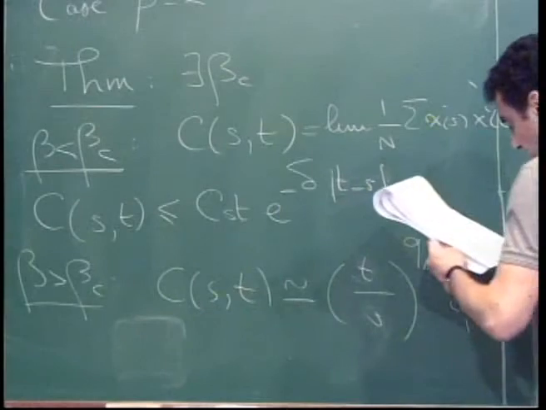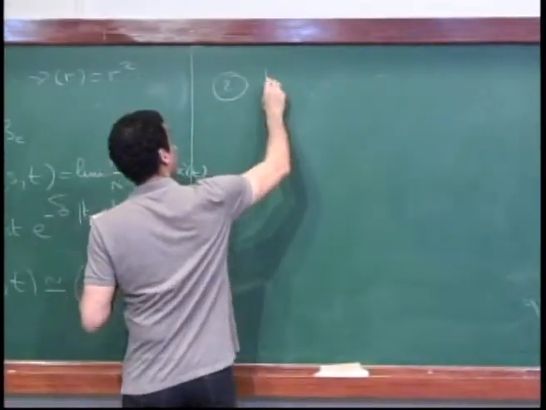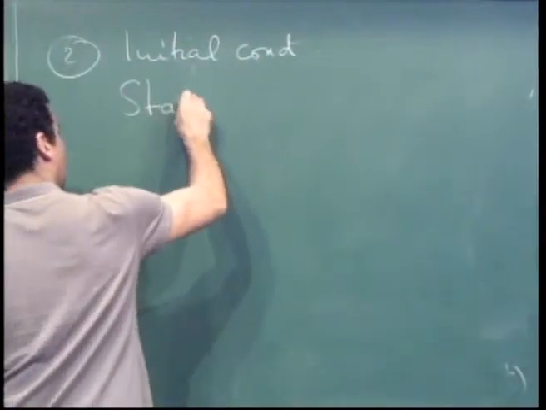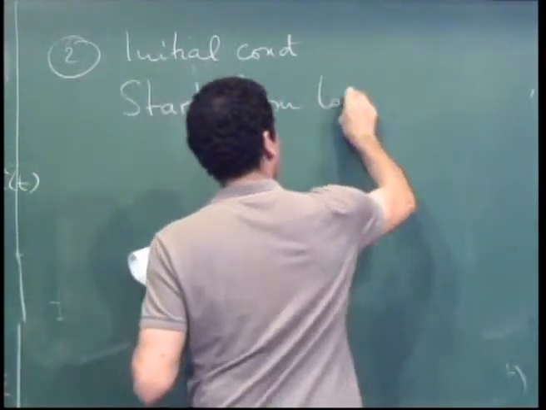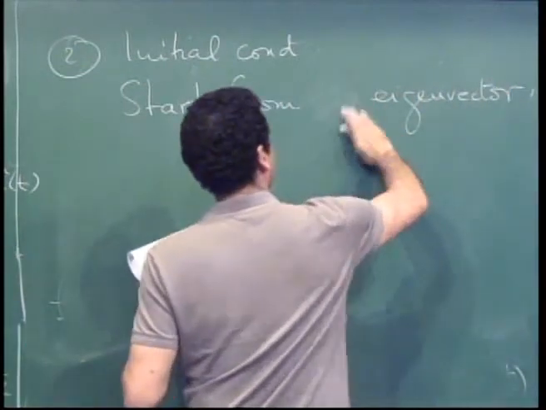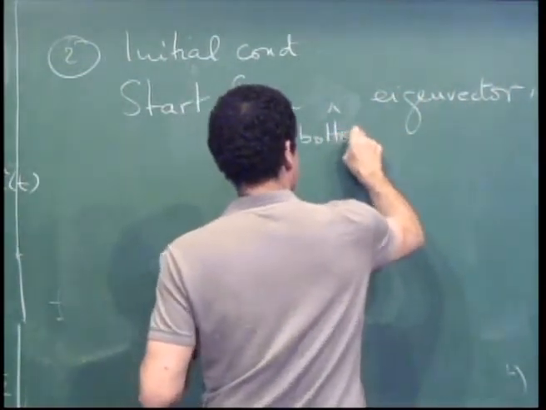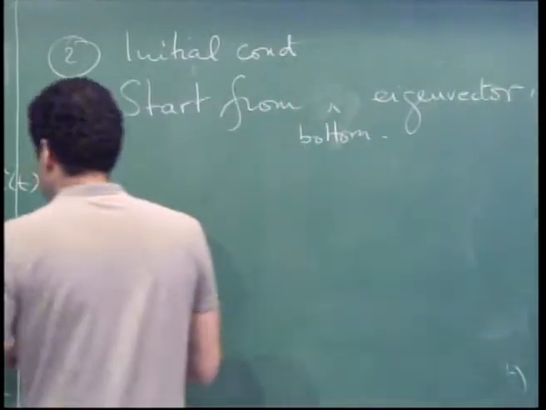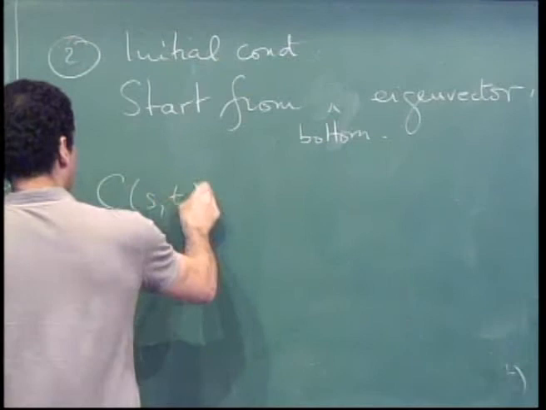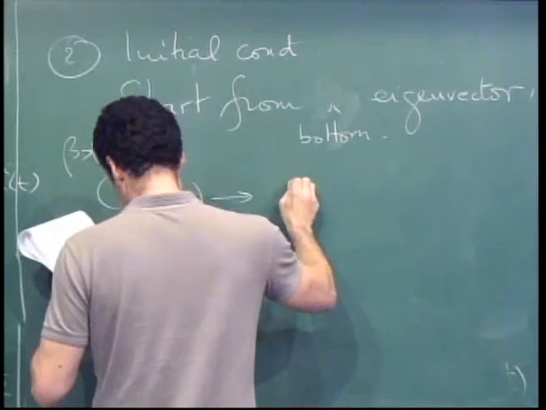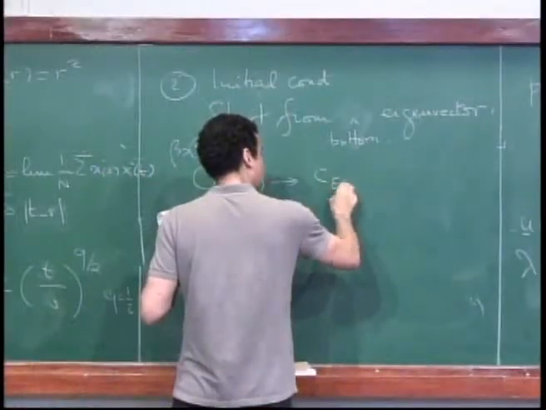Now, when you start, you could also look at the initial condition. Of course, this is just a little ridiculous, but start from the top eigenvector of our matrix, or the bottom eigenvector, I don't know which one. Here, the bottom eigenvector. Then, of course, there is no aging. Then this C(s,t), when beta is larger than beta critical, converges to a constant, which is usually called Edwards-Anderson.